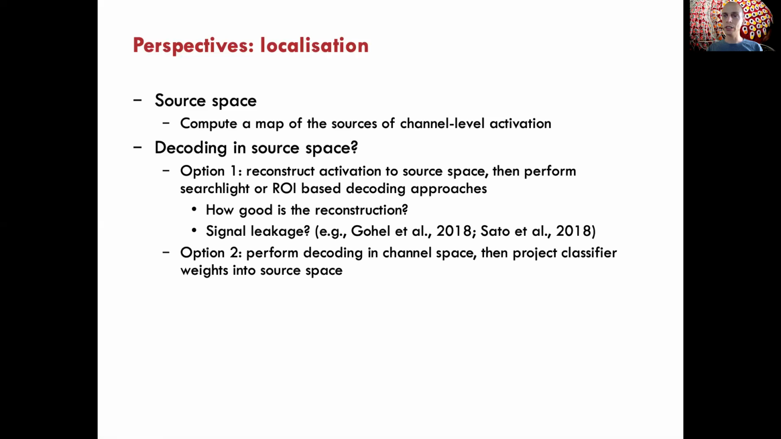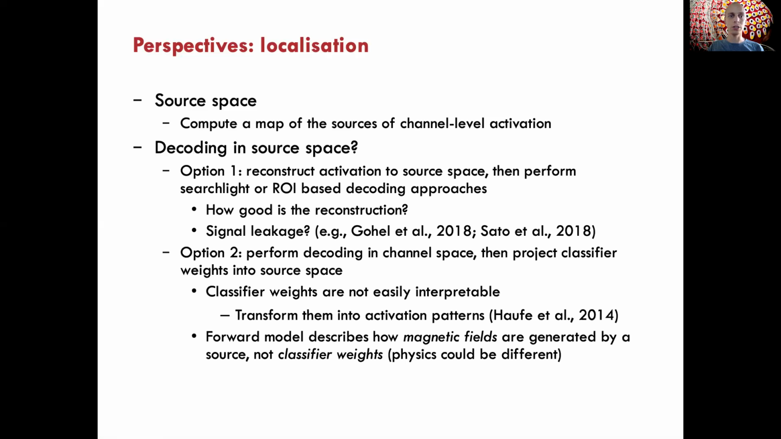Another option is to perform your decoding in channel space and then project classifier weights into source space. Whenever you look at classification weights, you first have to transform them into activation patterns. There's a paper on there showing you how to do that, because the weights are not very easily interpretable. And there's maybe some issue with whether this is even a valid approach, because the forward model describes how magnetic fields or evoked potentials are generated by a specific source, and not how classifier weights are a result of this. So there could be different physics underlying the same process, especially if you then factor in another transformation that you are doing on the classification weights. So you have to really know the algorithmic derivation of the weights based on the incoming signal. There are some problems with decoding in source space, I think, that are very important to keep in mind.